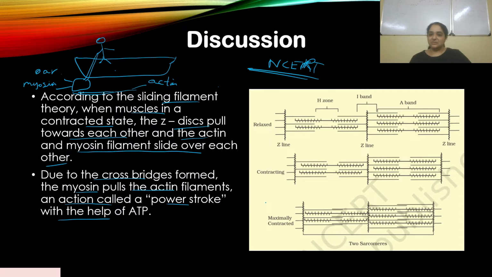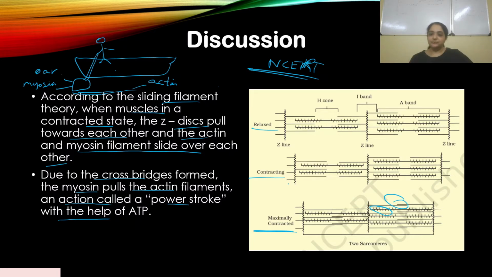So over here is a diagram from NCERT which shows two sarcomeres. This is relaxed. This is the contracting position. This is when it's maximally contracted. And this is the sliding filament theory. To answer our question, yes, now you can see myosin is here and this is actin. What have they done? They just slid past each other. Nothing is decreasing in size or increasing in size. They're just sliding past each other.